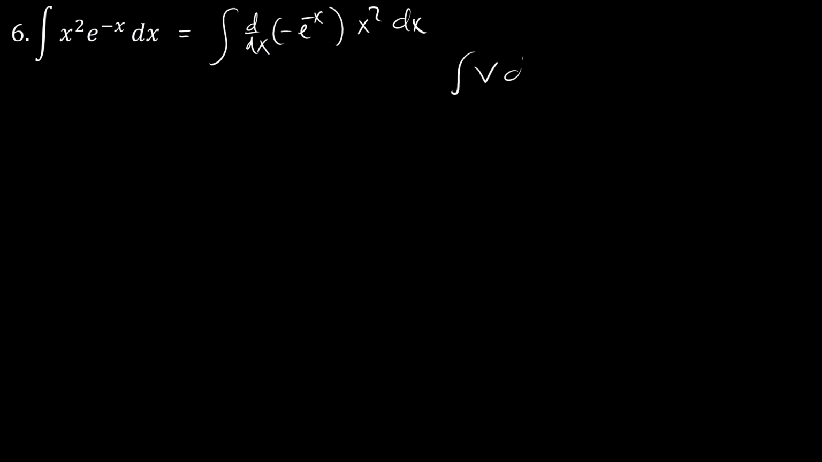Problem number 6, the indefinite integral of x squared times e to the power negative x. So we can definitely express this as the indefinite integral of the derivative of negative e to the negative x times x squared. And then we can go back to our old integration by parts, integral of function v times the derivative of function u. We have uv minus integral of u dv.